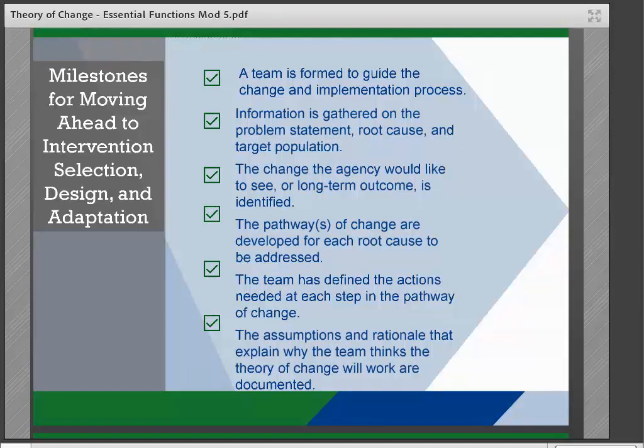The pathway or pathways of change are developed for each root cause to address. The team has defined the actions needed at each step in the pathway of change. And the assumptions and rationale explaining why the team thinks the theory of change will work are documented. Developing a sound theory of change is a cornerstone for effective change initiatives. But remember that the process should be approached with flexibility and in a feasible way. By having these milestones in place before moving forward to intervention selection, design, and adaptation, teams increase their ability to effect positive change.